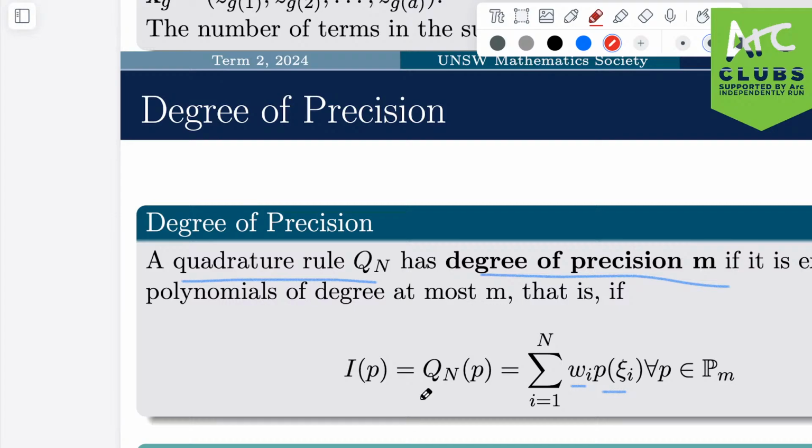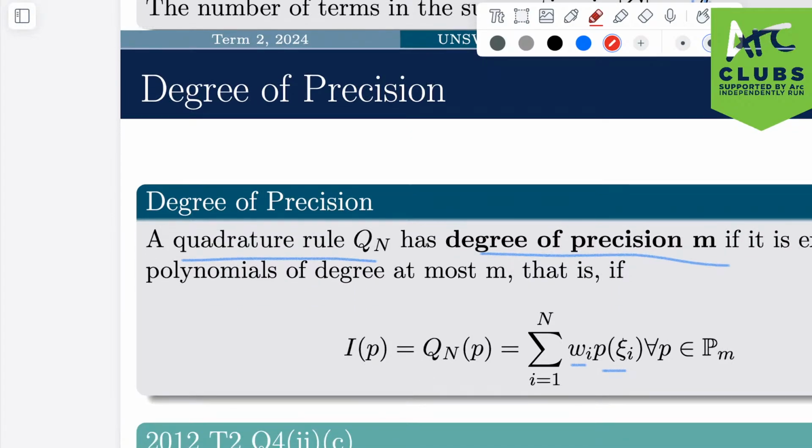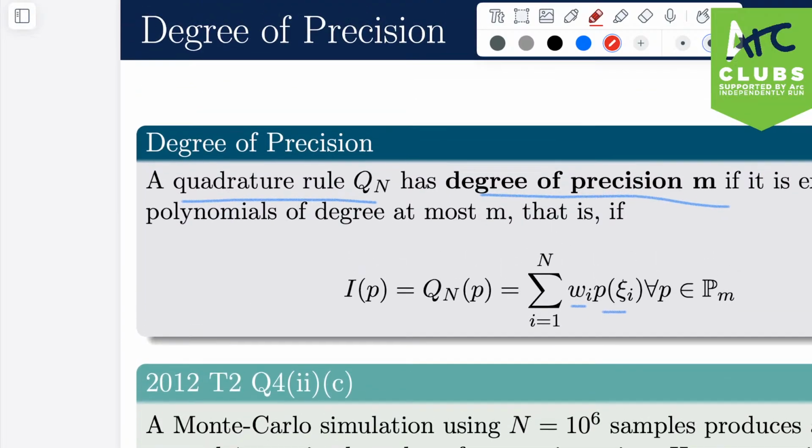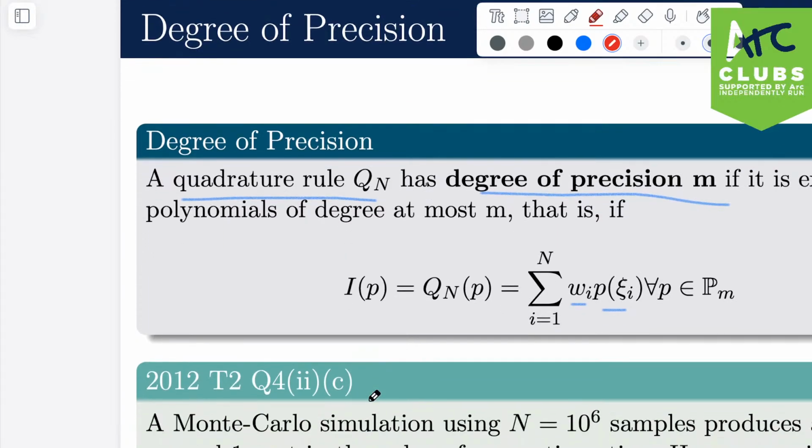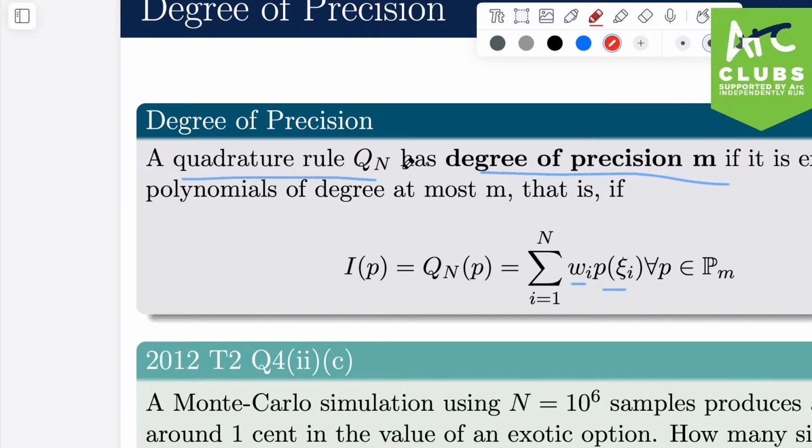I may just come back to this example after talking about Monte Carlo simulation, because this example is more about the degree of precision on Monte Carlo method, but not the quadrature rule. So p is just a polynomial.